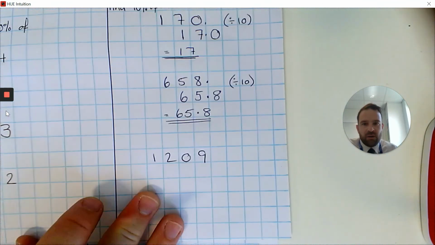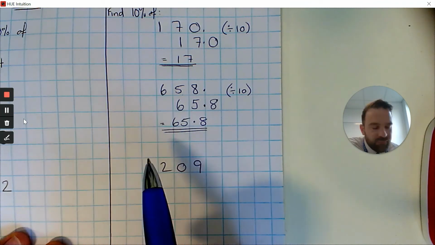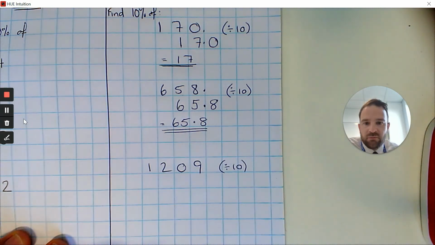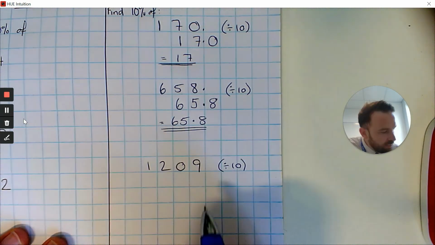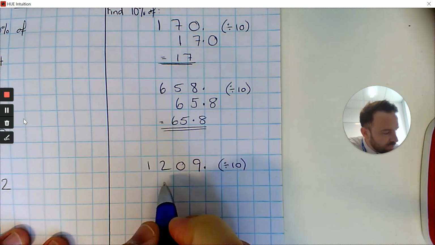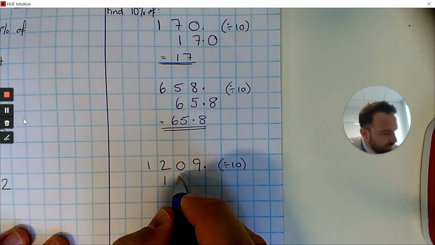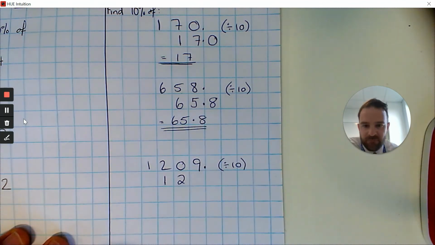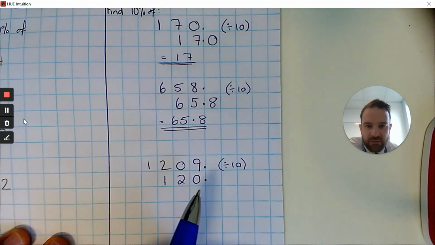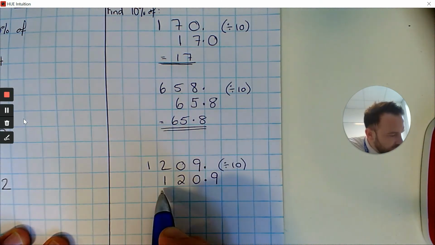My last example is 1,209, and again I'm finding 10%. So I need to use my key bit of information. To find 10%, I divide by 10. My decimal point is here. So my 1,000 decreases to 100. My 200s become 2 tens. My 0 tens become 0 units. And my 9 units decrease down to 9 tenths.